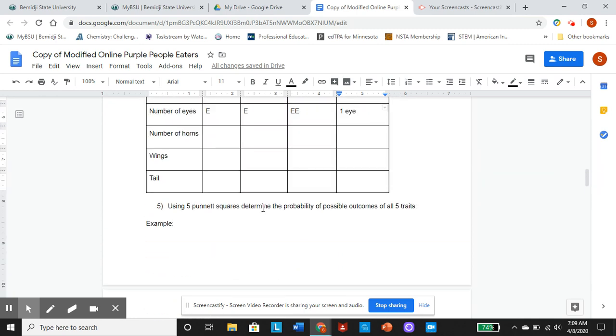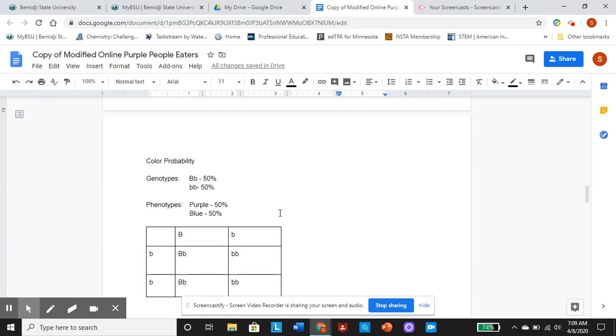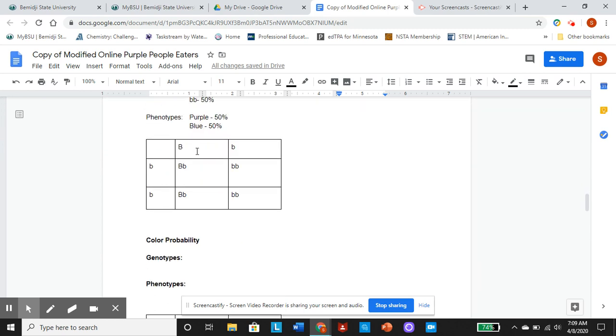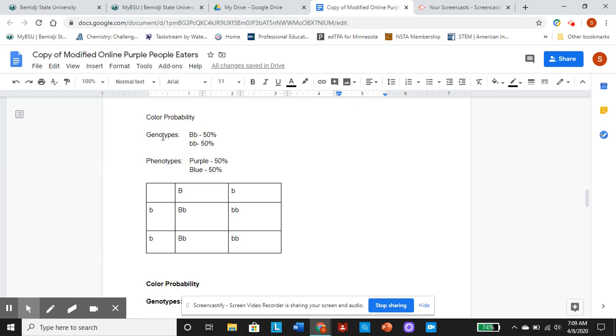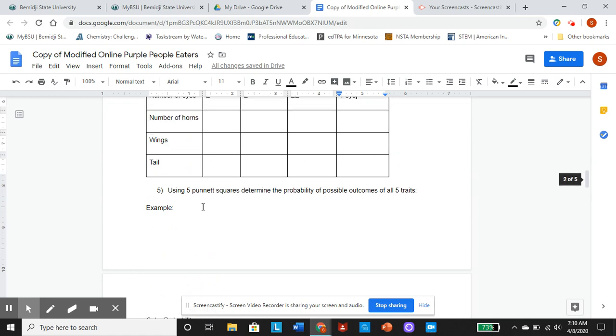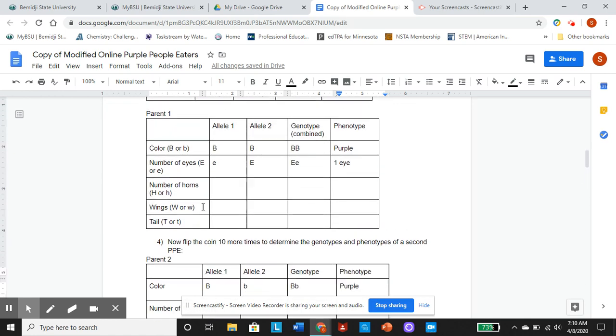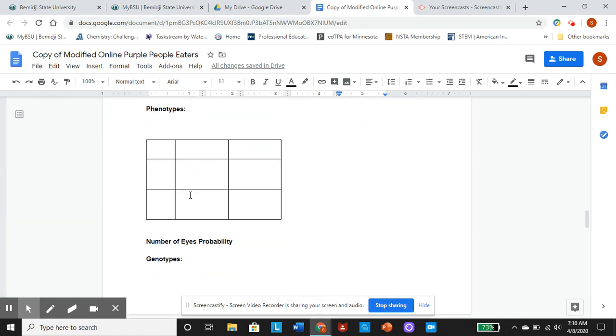Cool. All right, so using the 5 Punnett squares, we're going to determine what our monster is going to look like. So, example. This is an example from the one above, or from something we did above. So genotypes, big B, big B, little b, little b. So you get that from your Punnett square, and you're pulling these genotypes and phenotypes from your monster up above. So we're just going to skip that example and go right here.